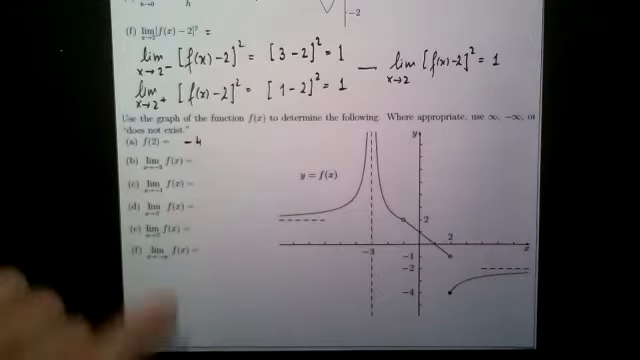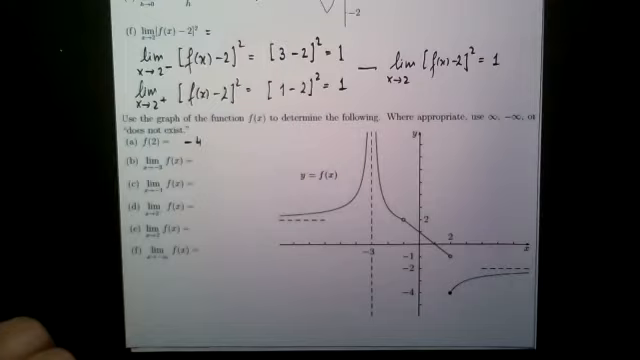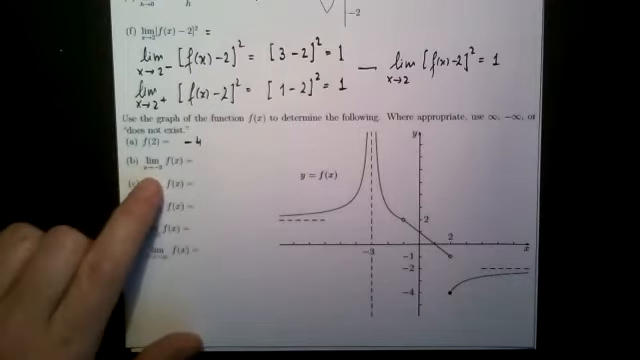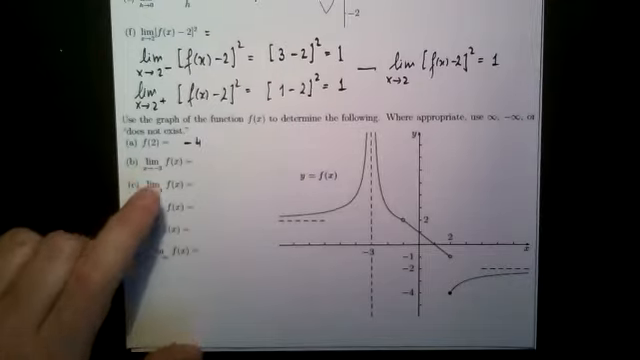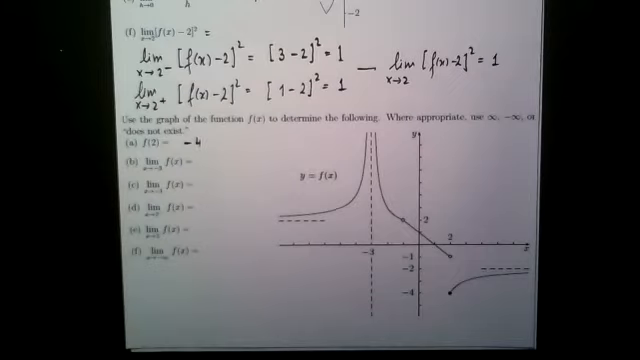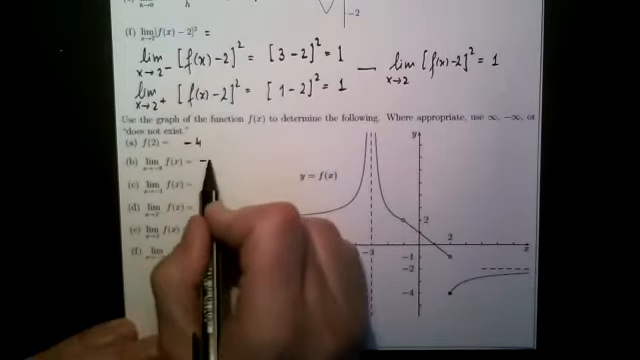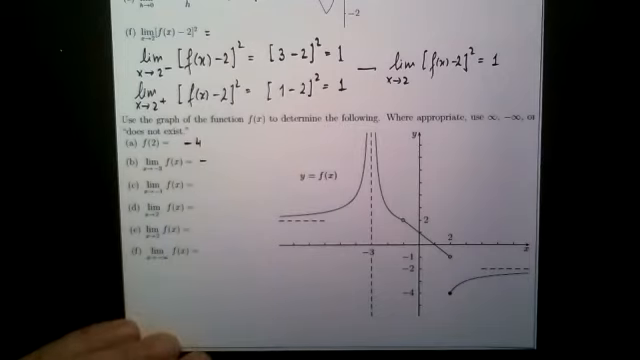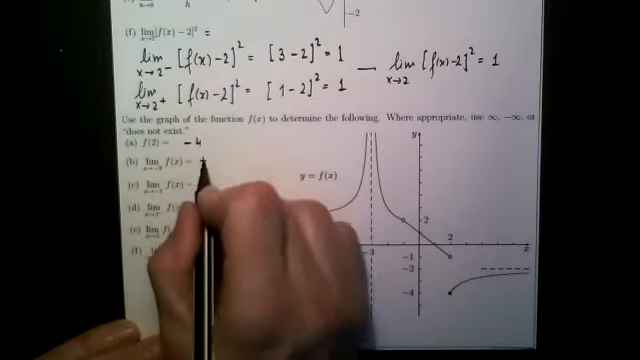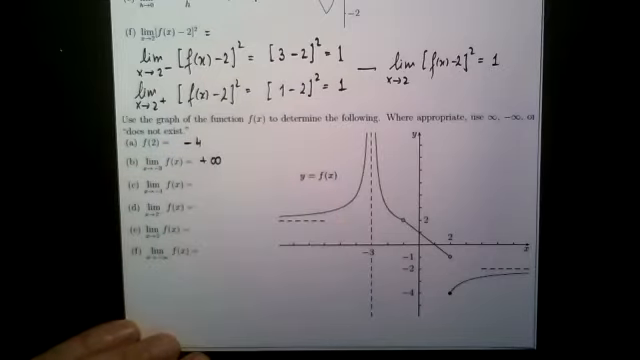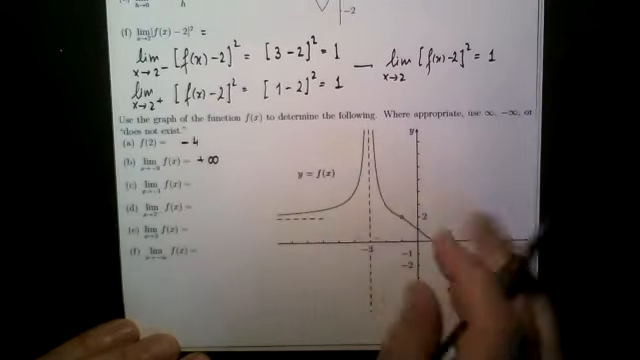Limit as x approaches -3 of f of x. Kayla. Positive infinity. Perfect. So if I'm approaching -3 from the left or from the right, I get to positive infinity.